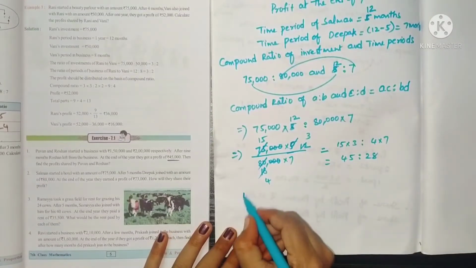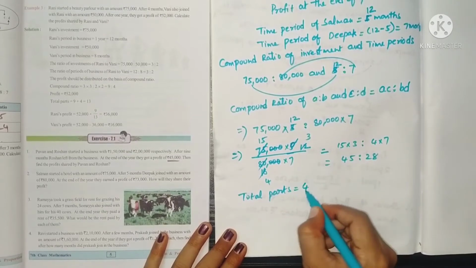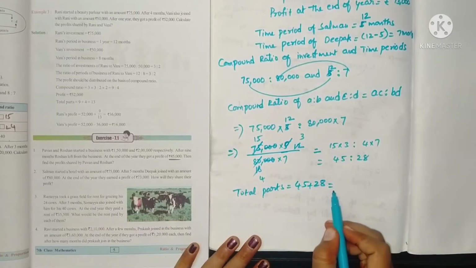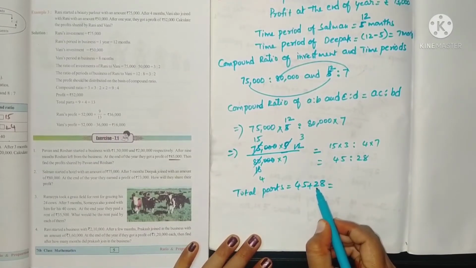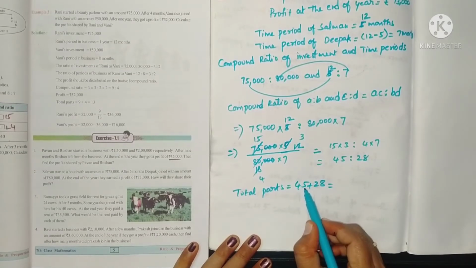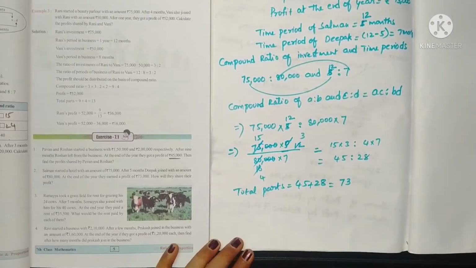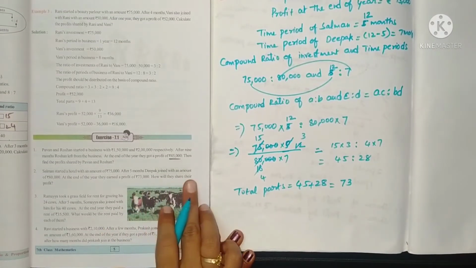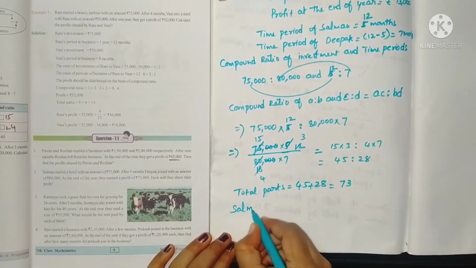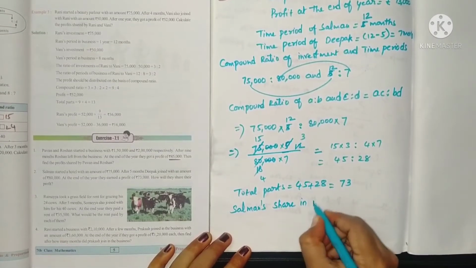Okay, so now total parts how many? Total parts is equal to 45 plus 28. 45 plus 28, 40 plus 20, 60, 60 plus 8, 68. And 73. So total parts how many? 73. Now what is the share, right? So first Salman's share we'll find out. Salman's share in profit.